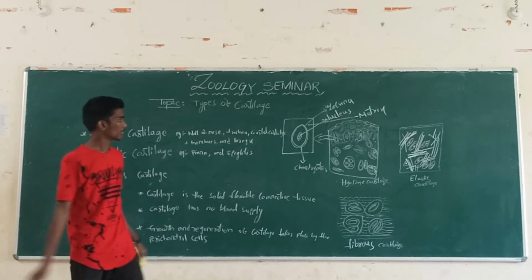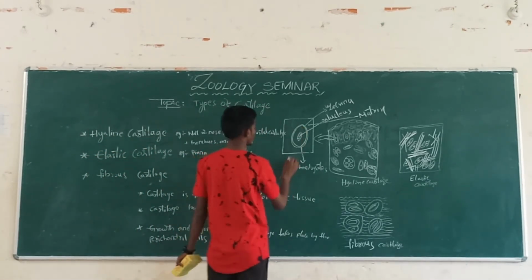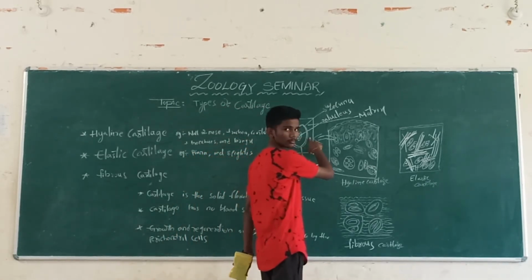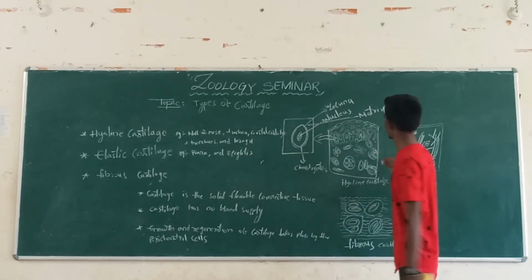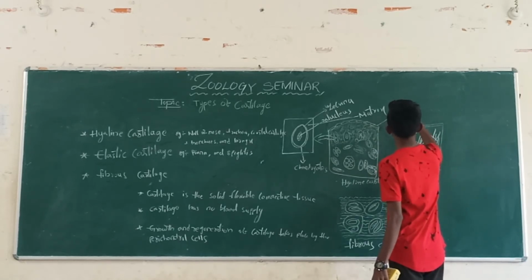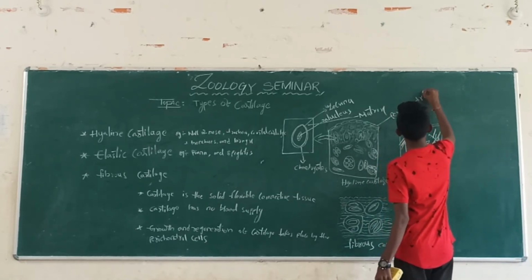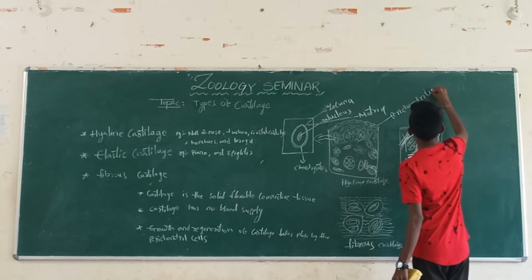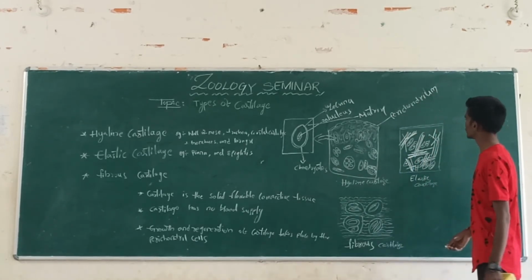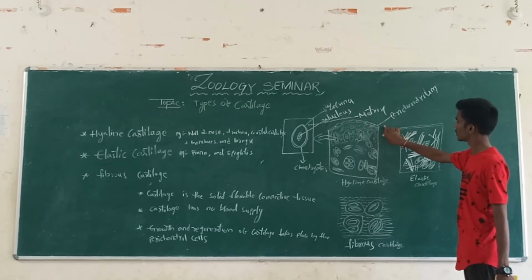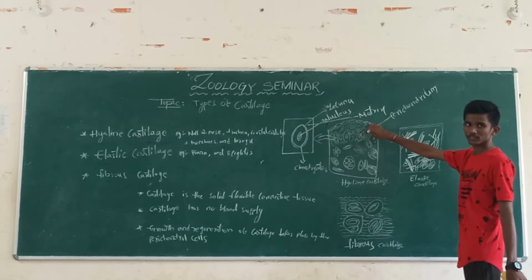This one is the perichondrium. This one is also the perichondrium. Showing the perichondrium in elastic cartilage.